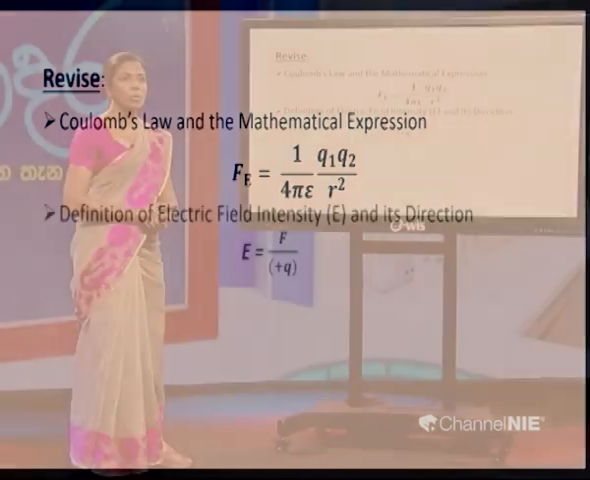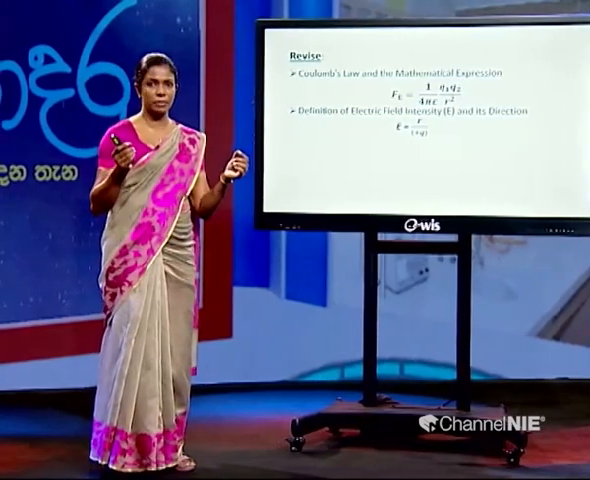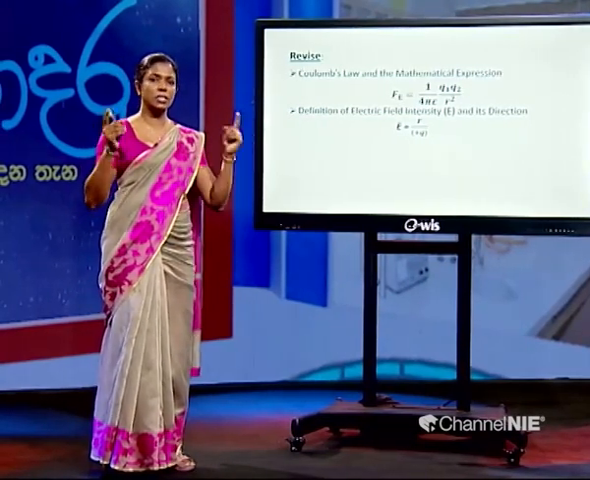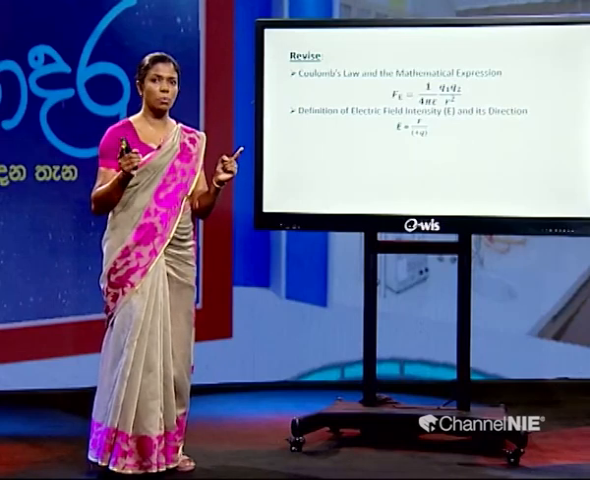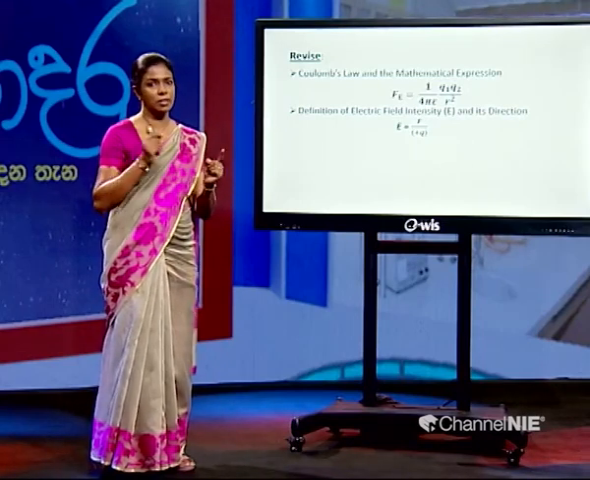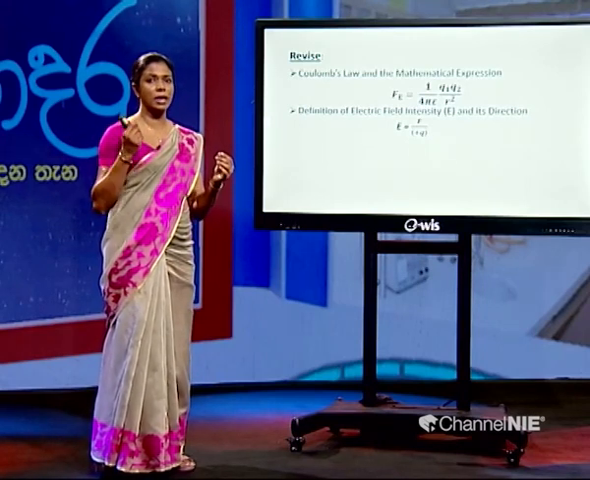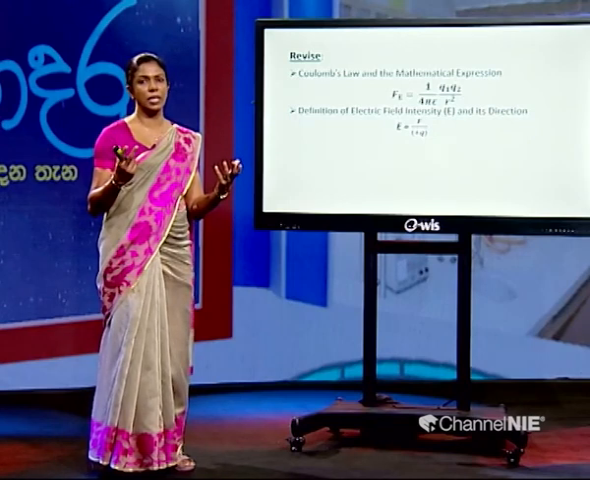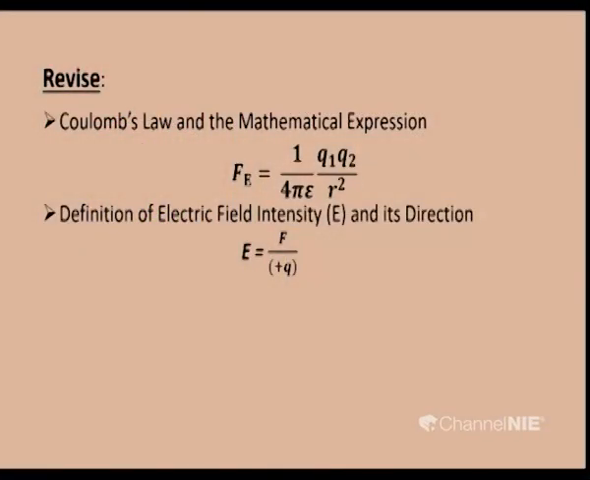Now, we said when two charges are kept apart in a space, each charge produces an electric field around it. So, one charge is always kept in the field produced by the other charge. We use this idea to express that the charge not only produces an electric field, but also can be used as a source to detect the presence of an electric field. So, using that idea, we define electric field intensity.